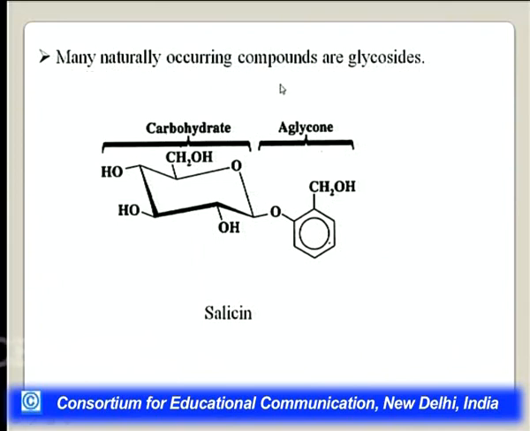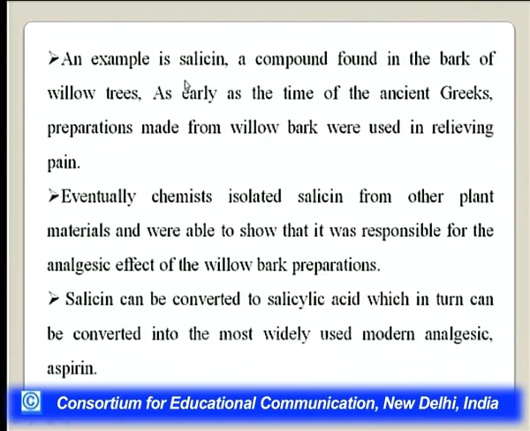Many naturally occurring compounds are glycosides. Here you can see an example. This is the aglycon, and this is a carbohydrate structure, and as a whole it is salicin. An example is salicin, a glycoside found in the bark of willow trees as early as the time of the ancient Greeks. Preparations made from willow bark were used in relieving pain.